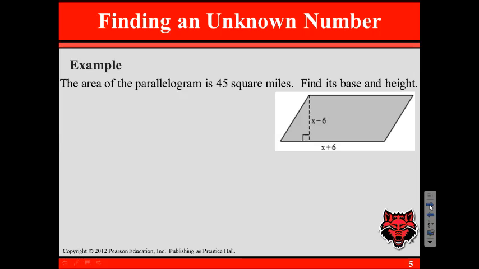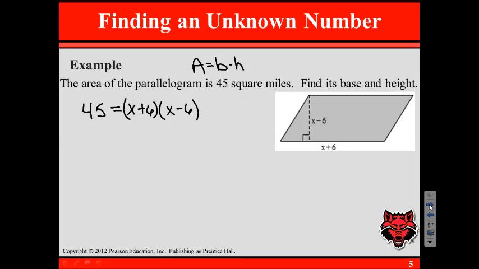We're given two dimensions, the base, which is x plus 6, and the height, which is x minus 6. And it's nice that those are given because the area formula for a parallelogram is area equals base times height. So let's set up this equation. Area is 45, given to us in the problem, equals base, x plus 6, times height, x minus 6.